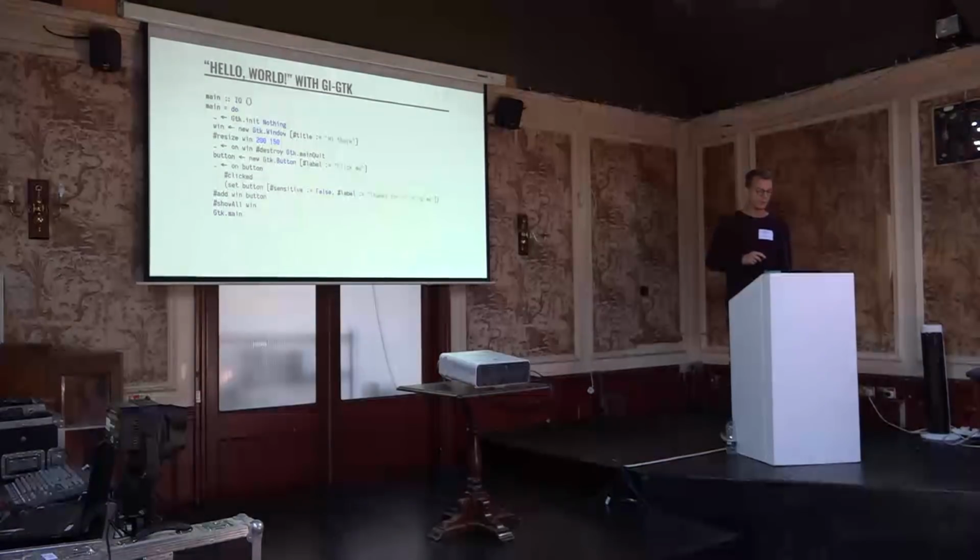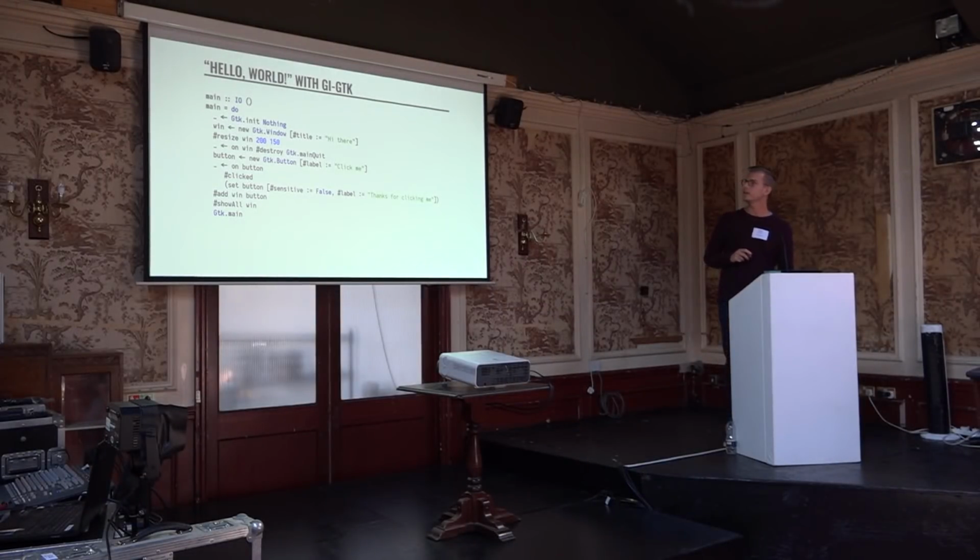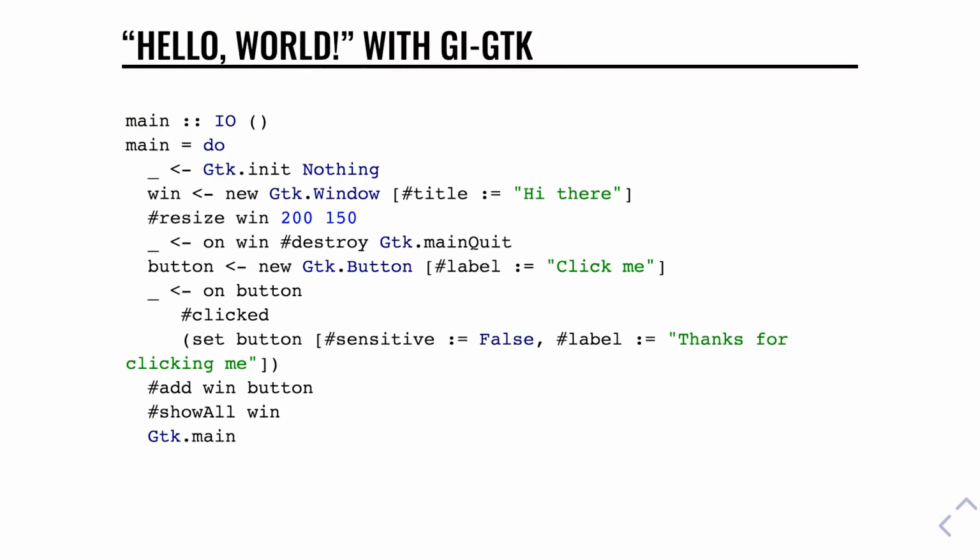So this is Hello World with GI-GTK. We initialize GTK first. We create a window. We resize that window to 200 by 150 pixels. We say that in case this window is destroyed, we will quit the whole GTK loop. Then we create a button with a label, click me. Here you see the overloaded labels going on. That's the hash something thing of creating a label.